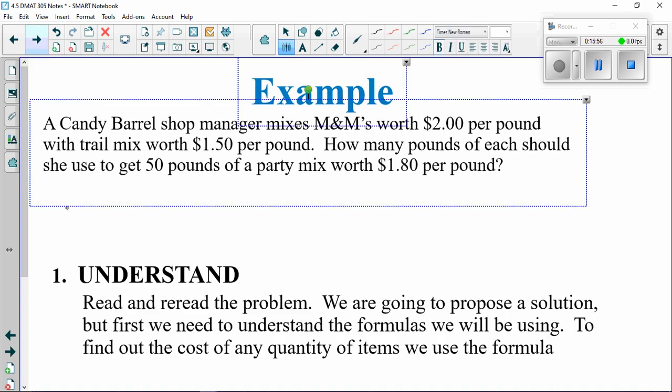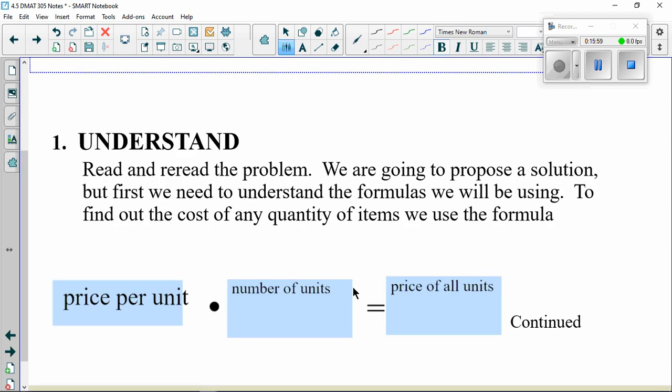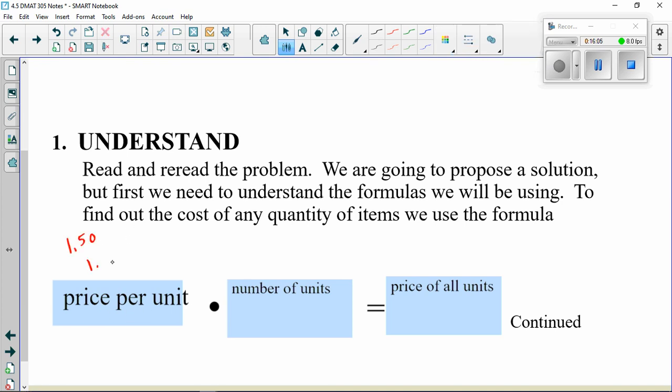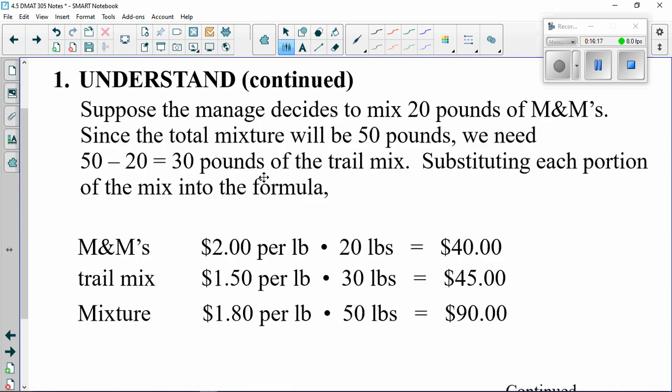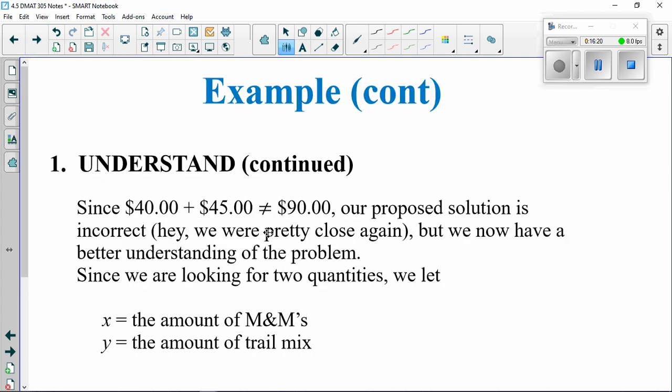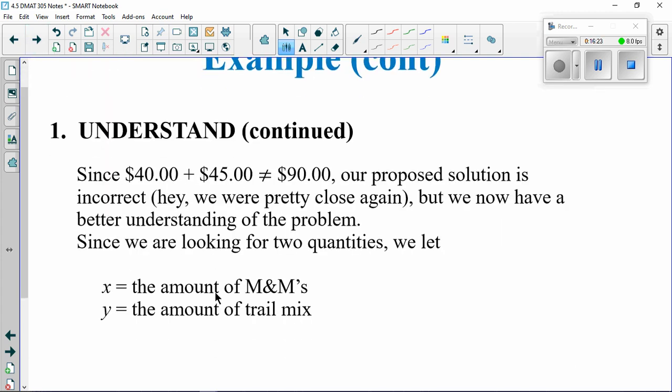So the way this looks is, okay, understand the problem. You've got your price per unit, so that's either going to be your $1.50 or your $2. The number of units, and then the price of all the units. Don't do a proposed solution, they're saying guess and check. So here we go. We're going to use X to be the M&Ms and Y to be the trail mix. You could use M and T if you wanted for M&Ms and trail mix. Like I said, it doesn't matter.